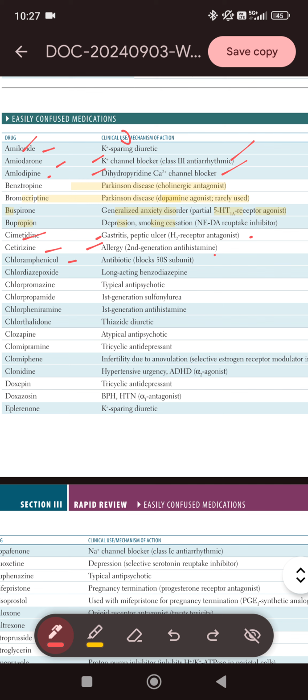chloramphenicol, which is a 50S subunit antibiotic blocker. We have chlordiazepoxide. It is a long acting benzodiazepine. Then we have chlorpromazine. It is a typical antipsychotic. We have chlorpropamide. Propamide is a first generation sulfonylurea. It's for diabetes mellitus.